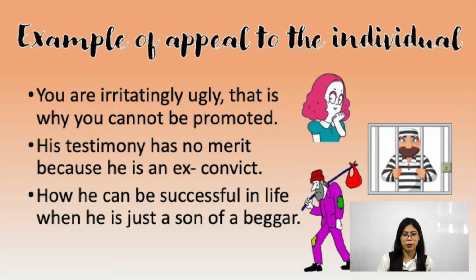Another example: how can he be successful in life when he is just the son of a beggar? By this statement alone, we can say that this is really a fallacy because all of us, no matter what status we belong in, can be successful. We just have to work hard and be goal-oriented. And at the same time, this statement attacks the individual person, which is wrong.